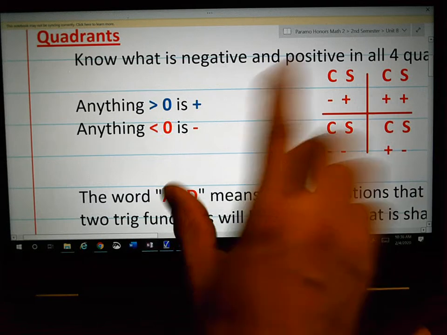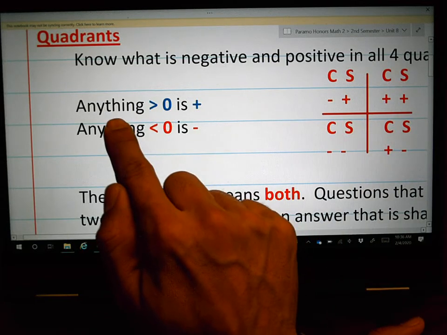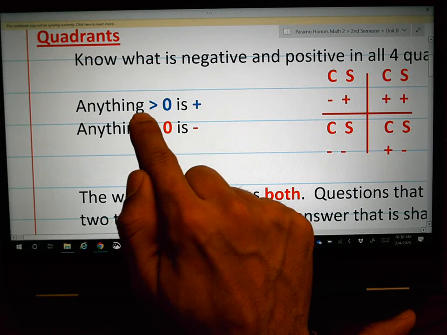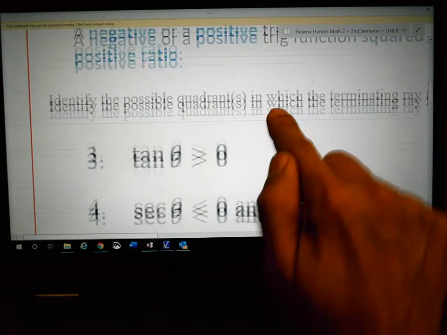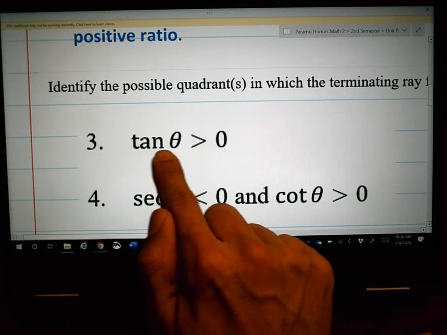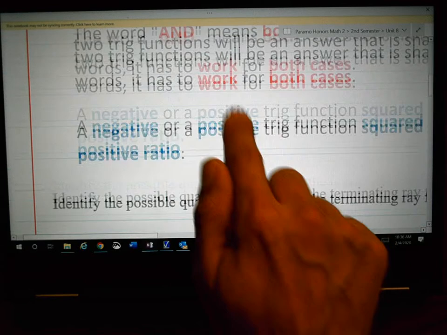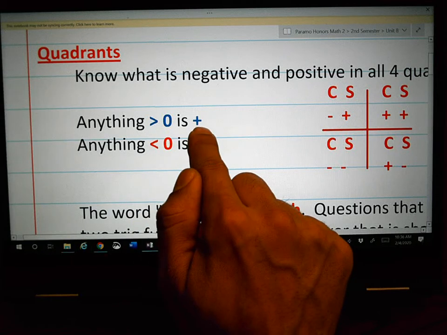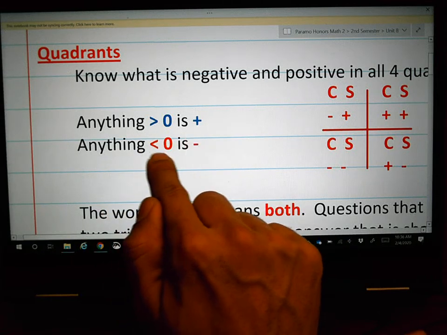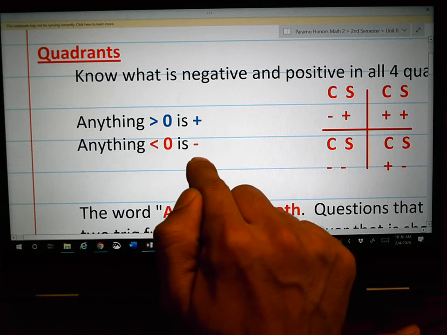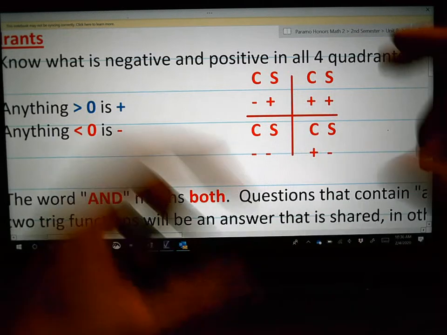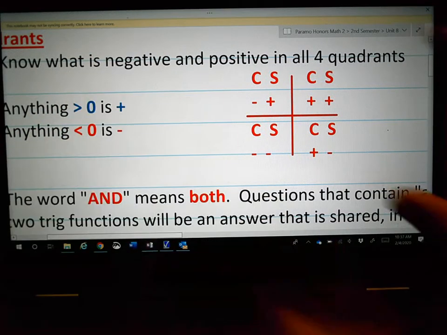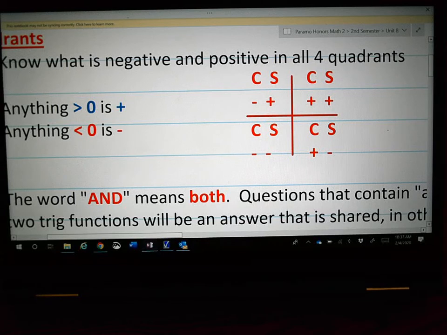And the way they disguise those questions is they're going to ask you, where is this greater than 0? For example, if they're asking you where the tangent of theta is greater than 0, they're basically saying, where is the tangent positive? If they say something less than 0, they're saying, where is it negative? Which means, if you know this and how it ties into the 6 trig functions, you should know where things are negative and positive.